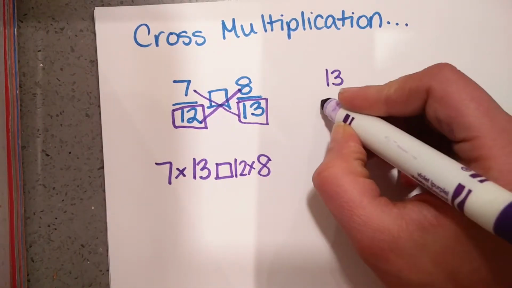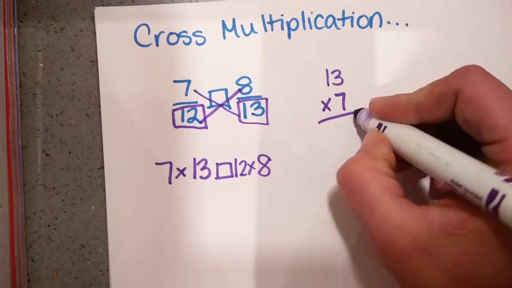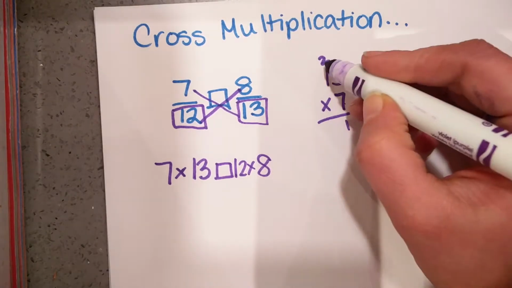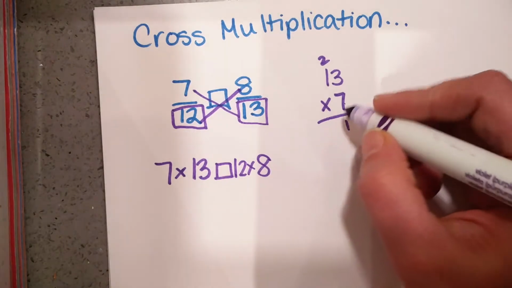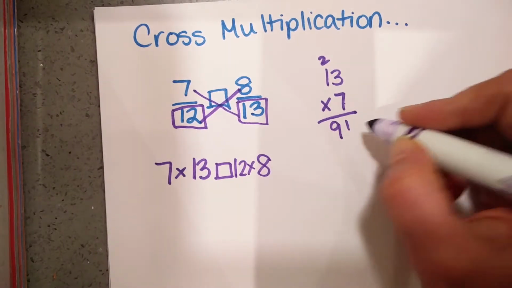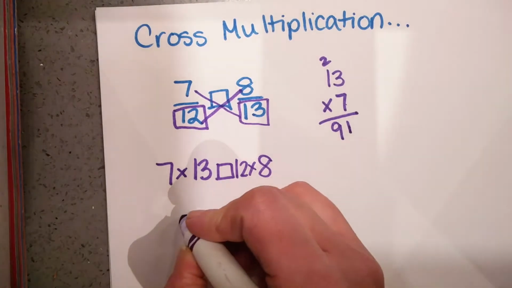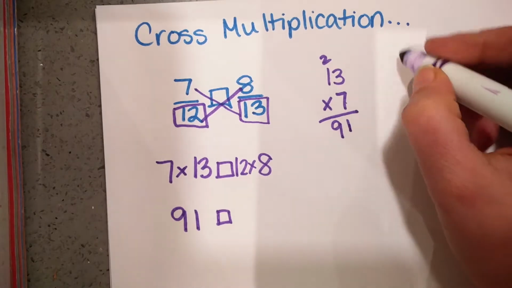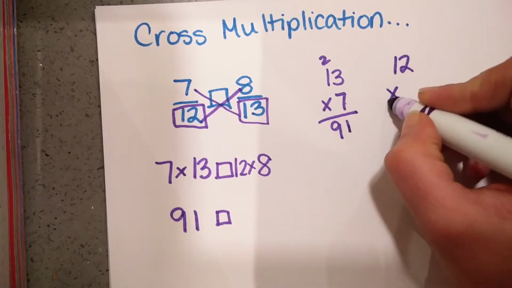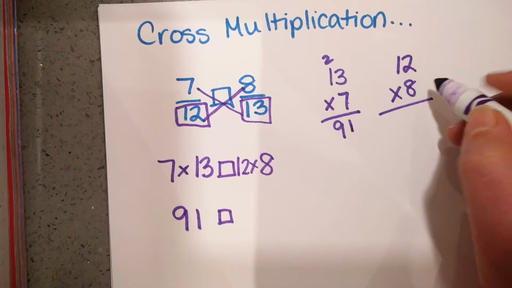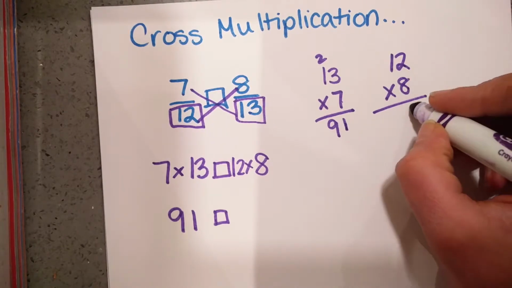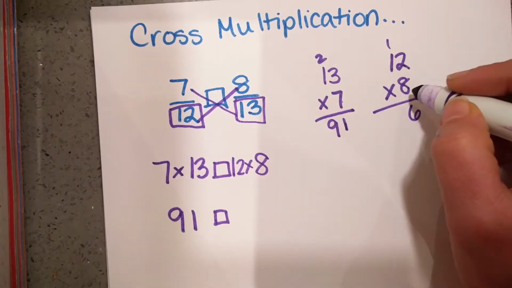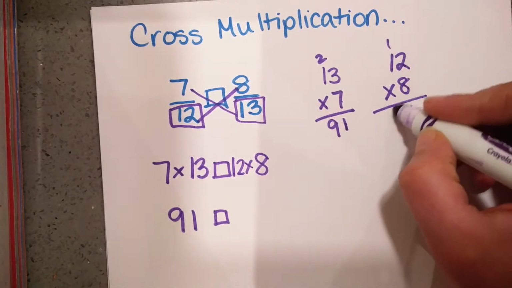13 times 7, I'm just going to go over here, quickly multiply that. 7 times 3 gives me 21, carry the 2. 7 times 1 gives me 7, add 2, I have 91. So I have 91 on this side. Well, what do I have on this side? 12 times 8. Let's do that quickly for a minute. I've got 12 times 8. 8 times 2 gives me 16, 8 times 1 gives me 8, add 1 gives me 96.